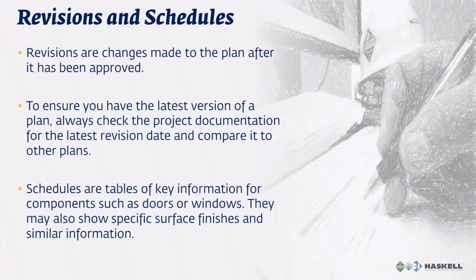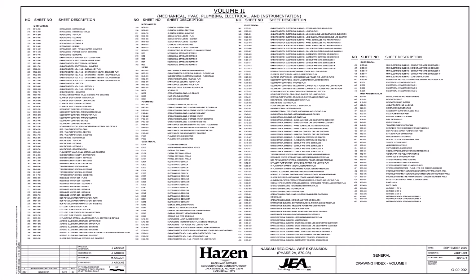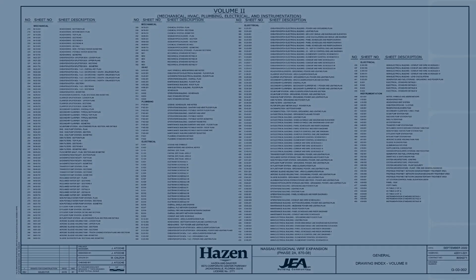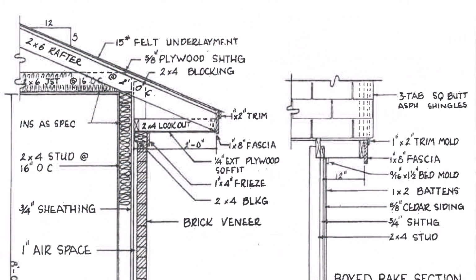Any changes that occur after the plans have been approved are considered revisions. Anytime there is a change, there will be a revised dated plan sheet. You can check the project documentation to determine if the version of the plan you have is the current version. Tables of important information about mechanical equipment, finishes, and components are referred to as schedules. Schedules use letters and numbers inside a circle or triangle to identify each item. Your working drawings are your blueprints.